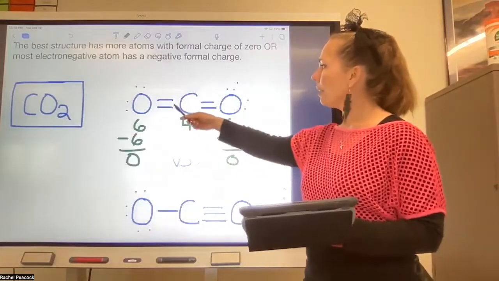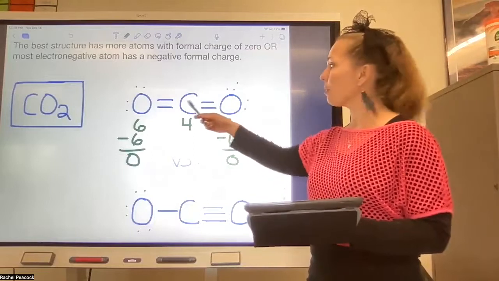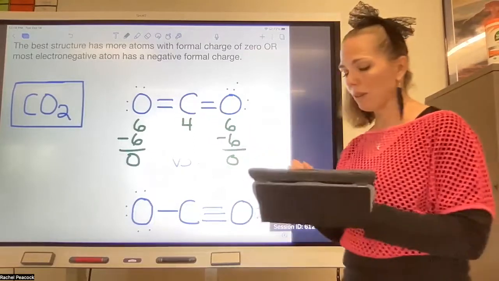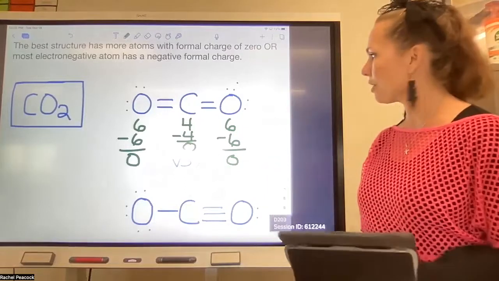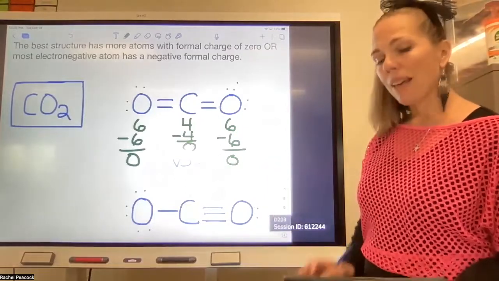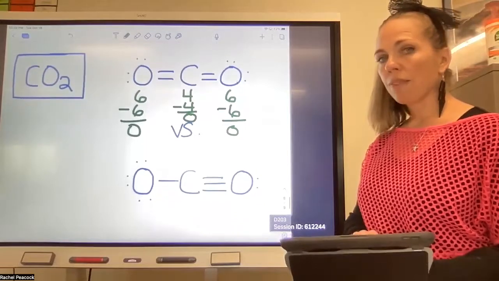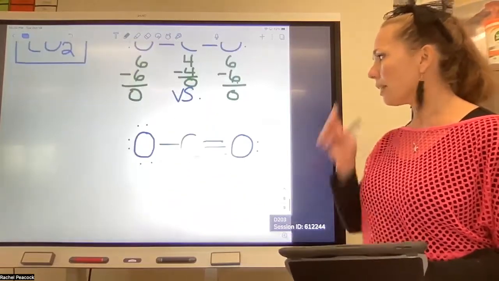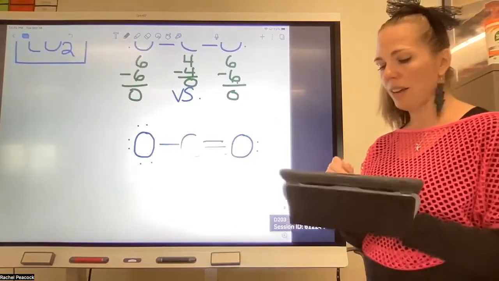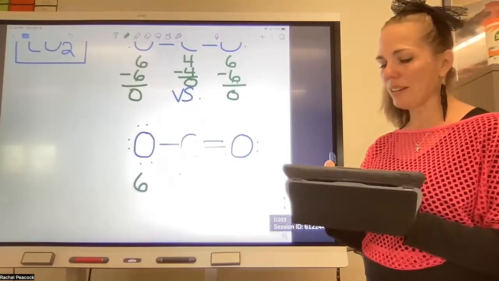Look at the carbon. It has 4 shared pairs. So we're only 1, 2, 3, 4. We're only going to count 4 of those electrons. That gives a formal charge of 0. Okay. So you see, by using this structure, everything has a formal charge of 0. Let's look at this other structure to understand why this is not equally valid.